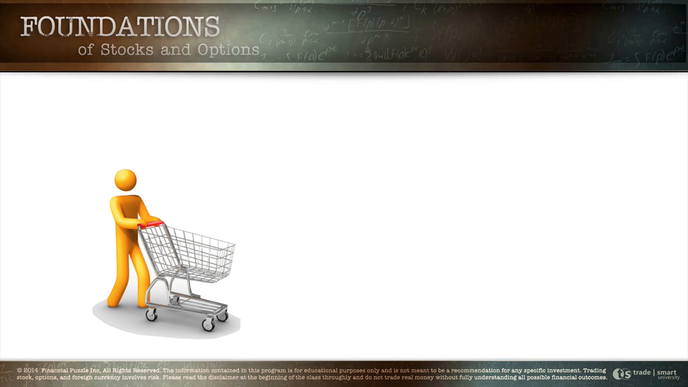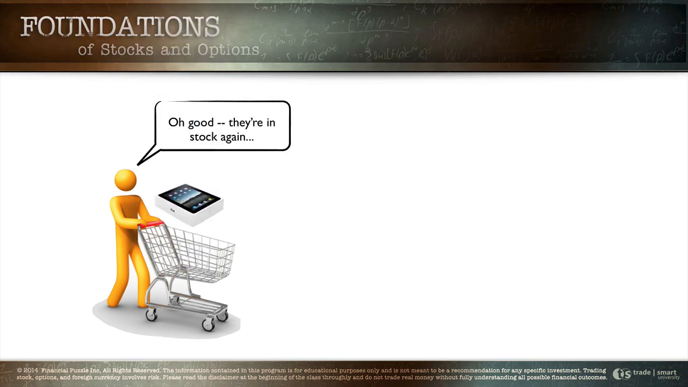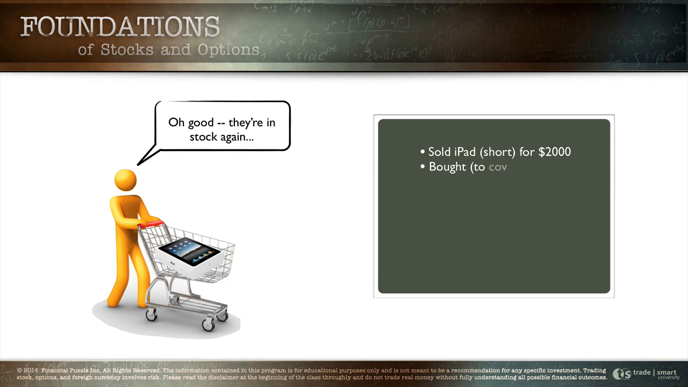A couple weeks later, sure enough, they're in stock. Fantastic. He throws the iPad in his cart, and he's all happy. He buys the cover for $599. Fair market price. His profit is $1,401. What would have happened if Best Buy did not get the iPads back in stock, and if the Apple Store did not get them, and Ted's kid's birthday was coming up and Peter had to return the iPad?